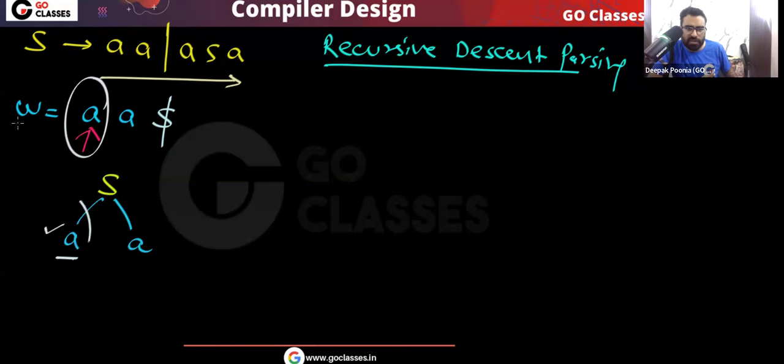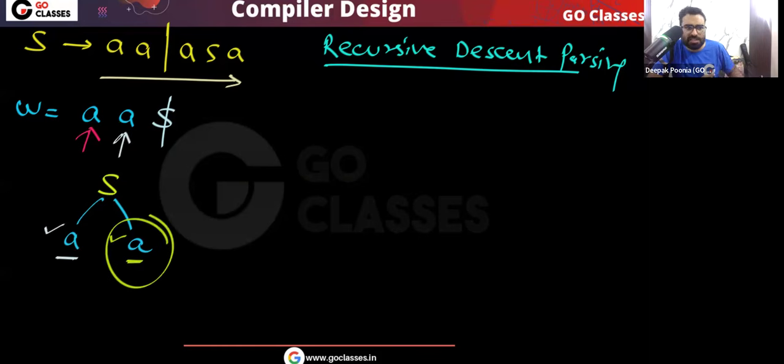But notice, because they are matching, on the input I will go to the next symbol. And you can see this a is also matching with the current input symbol, so I will put a small tick mark here that I got a small local success here also. Because this a and this a are matching, on the input I will go to the next symbol.